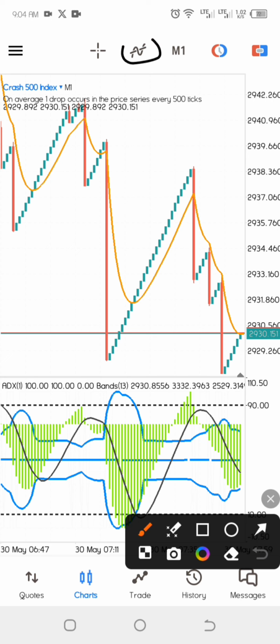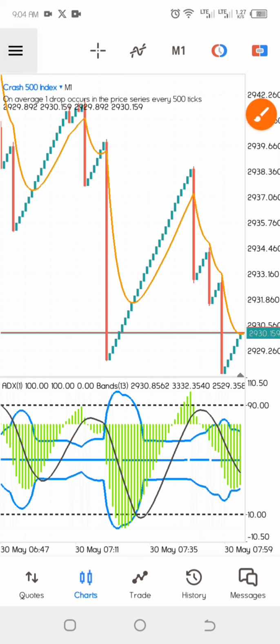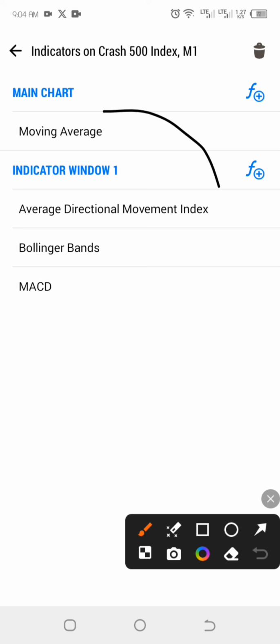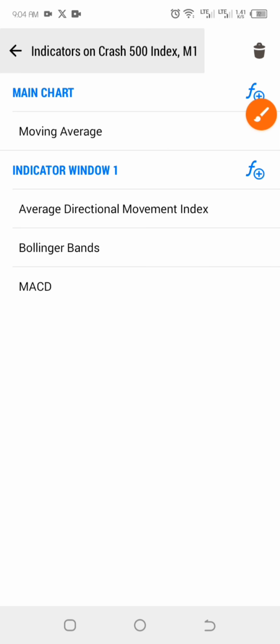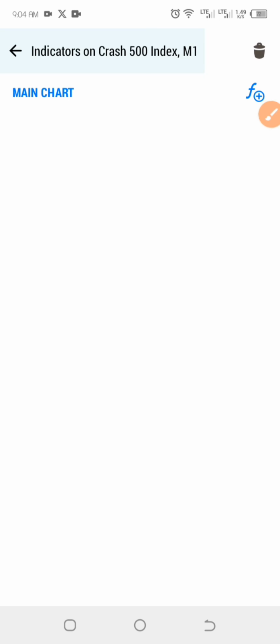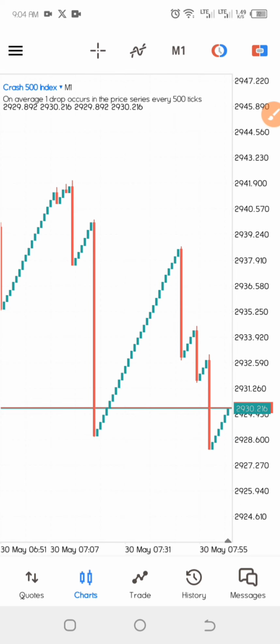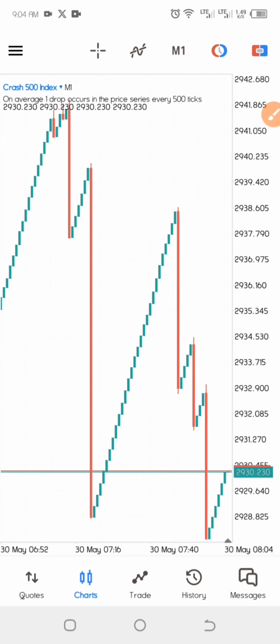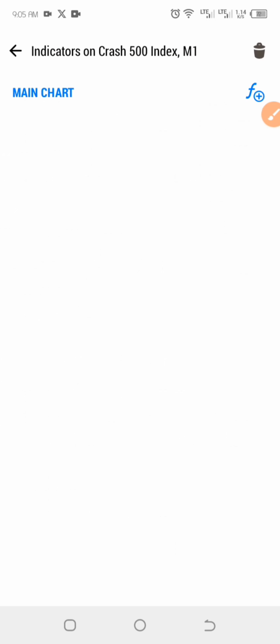Now go to this icon right here. Go to where you are going to see all your indicators. Then these are the indicators we are going to be using. So I'm going to delete everything. We are going to be adding it one after the other. Okay, so this is a clean chart. Now you can see I have a clean chart. So follow with me.